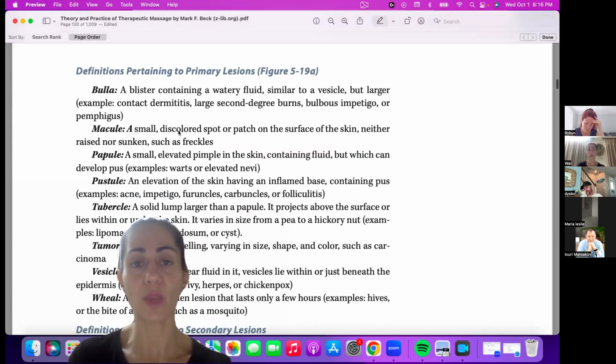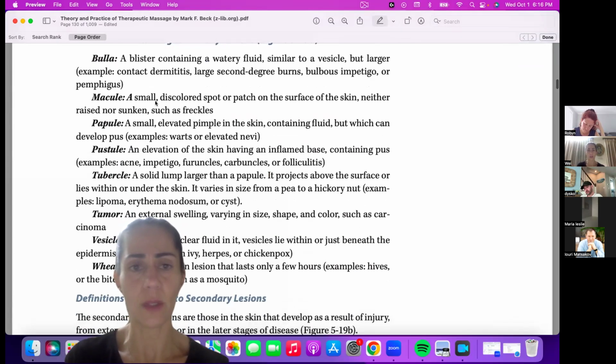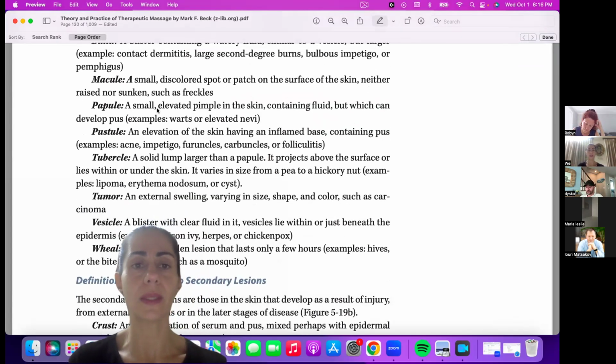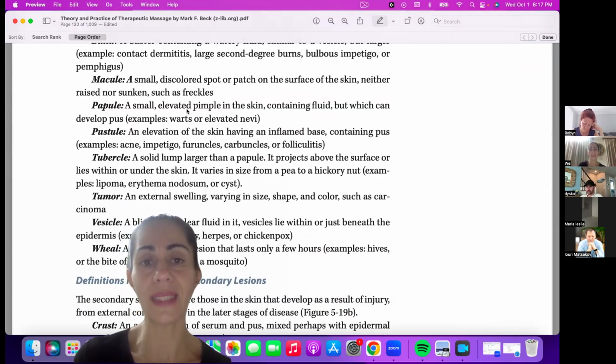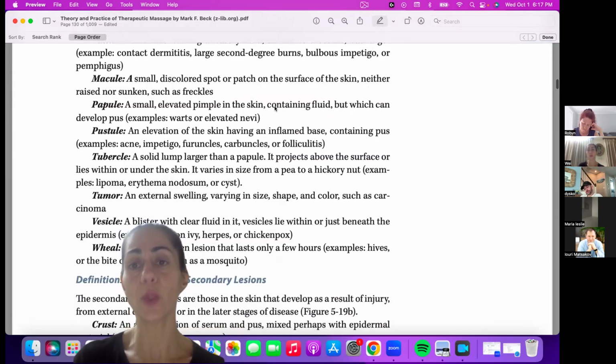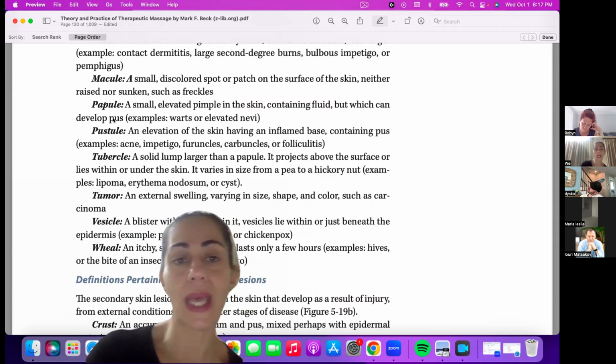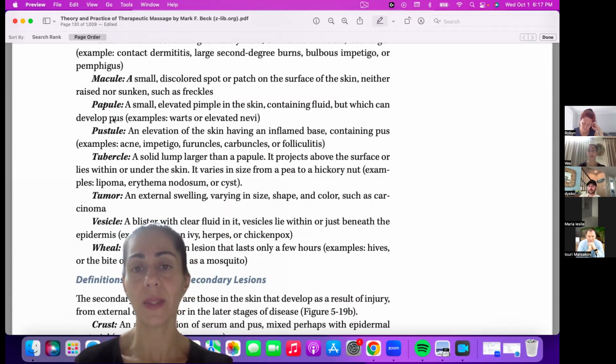Also macules, they're small discolored spots. So you can look at the book. Patches of the skin, they look kind of like freckles. Papule is a small elevated pimple in the skin. So you'll be able to feel it, and it contains fluid, but can also develop into pus. So kind of gross. Pustule, on the other hand, is an elevation of the skin, having an inflamed base containing pus. So you'll be able to see, it'll probably develop on the face, acne.